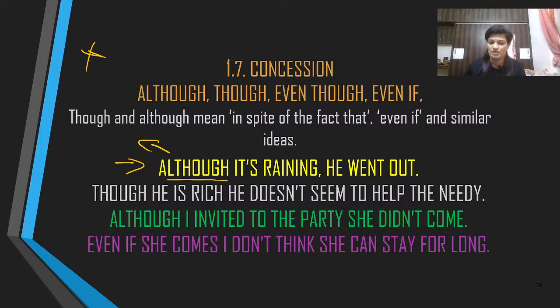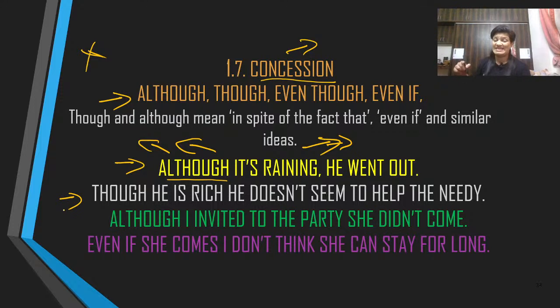Here, although it is raining, he went out. The meaning of concession is expressed here, which means that the action should have been different. It is raining, so he should have stayed home, but he did not. Although it was raining, he still went out. These kinds of conjunctions are referred to as concession conjunctions. Number two, though he is rich, he doesn't seem to help the needy.